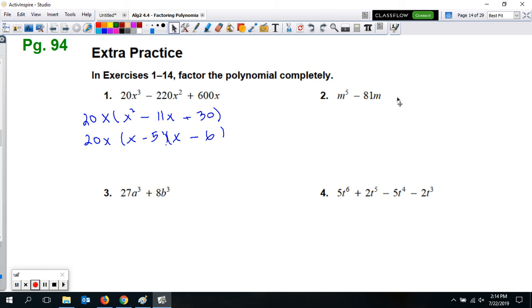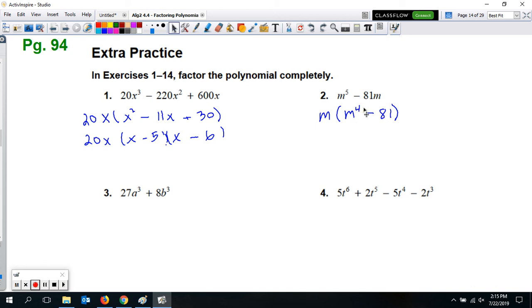Okay, so go ahead and pause it again and try number 2. Here you're going to first factor out a GCF, and then you'll be doing some difference of squares. All right, so our GCF on number 2 is m. You can see that's the only thing that's going to come out of this. So when you factor out an m, you're going to get m to the 4th minus 81.